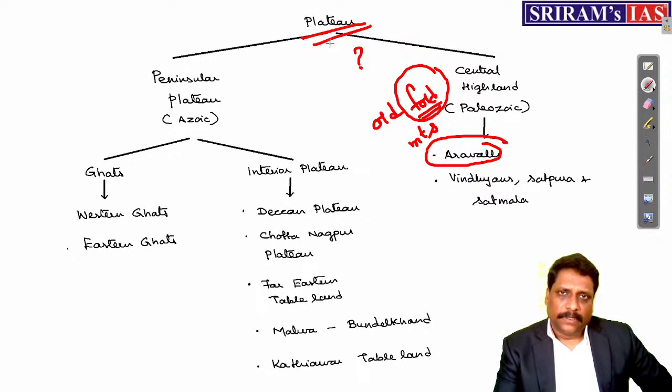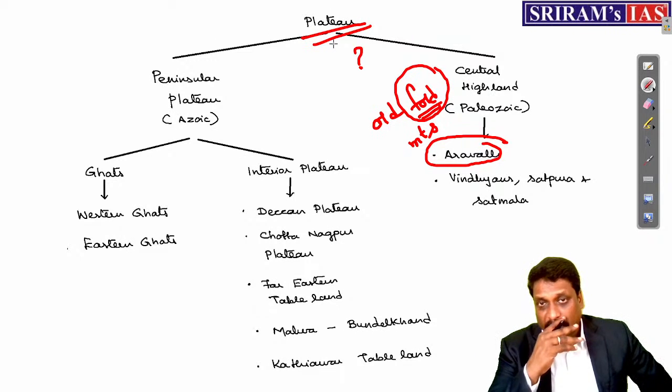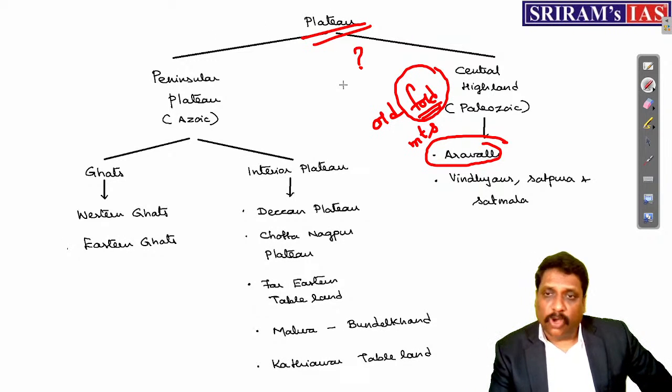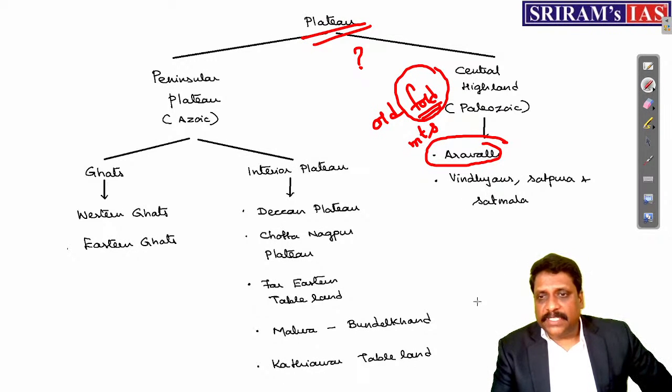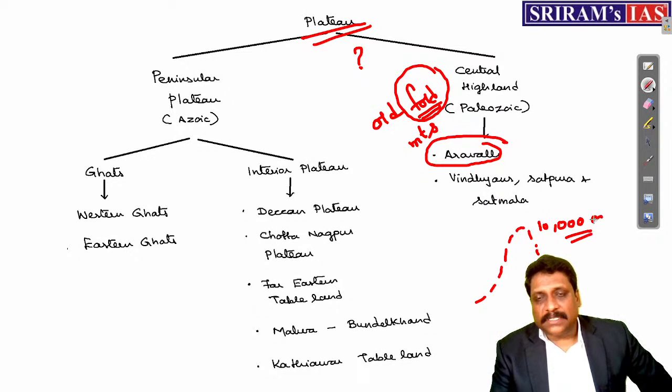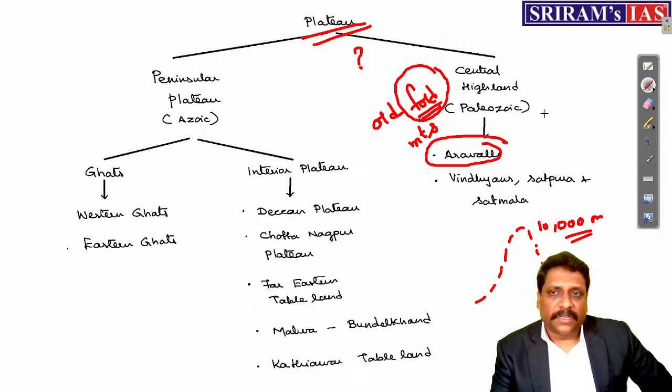Very simple. We are not concerned about the past height of Aravali. We strongly believe that this Aravali as a mountain once stood at a mighty height of 10,000 meters, right? Mightier than the present day Himalayas. Today, Himalaya stands only at what? Somewhere around 6,000 meters. I'm talking about the average height.